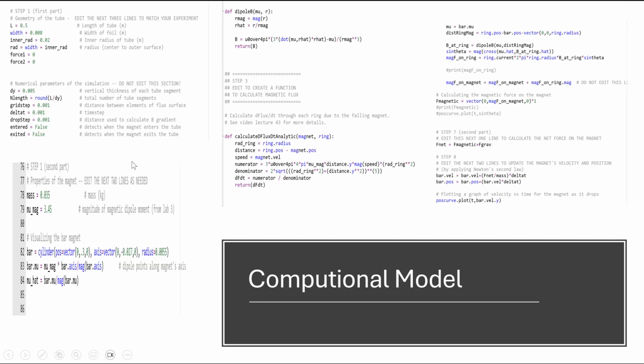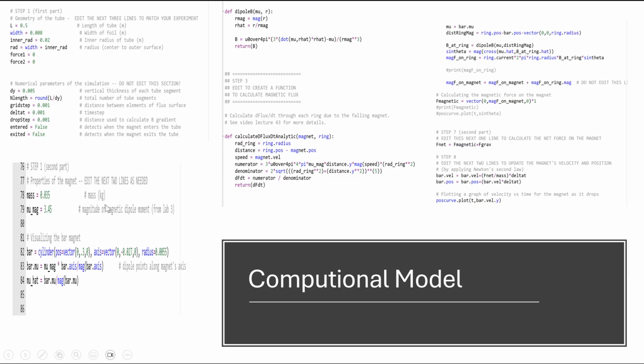Okay, so into our computational model, starting from the top. This is just the first part. We're doing the geometry of the tube. We're putting in the length, the width, the inner radius, and the radius, which is the outer. We're just putting all that together. And this is the next part, which we weren't supposed to edit. And then over here, I'll take you down the code a bit more.